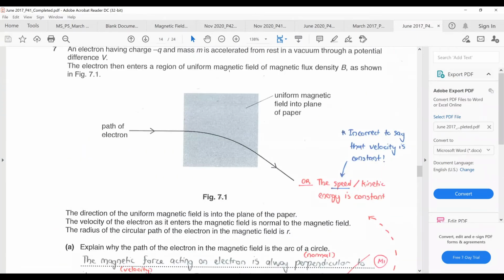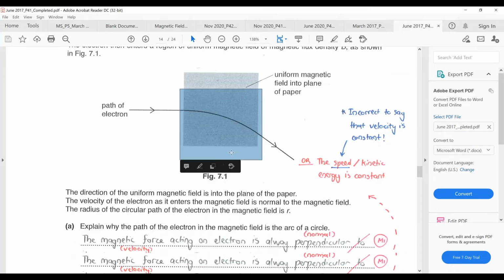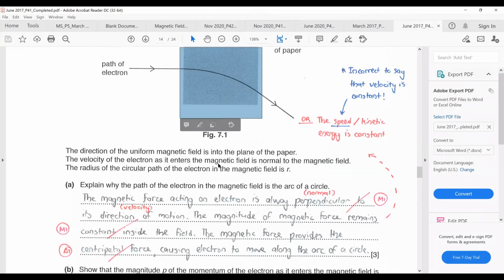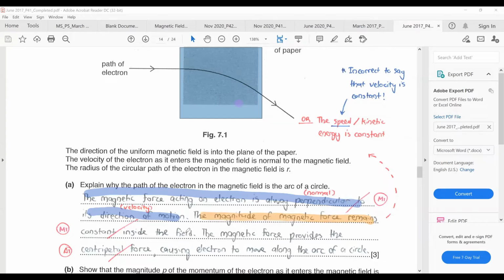You will notice that for magnetic field, there's always that question that asks you to explain why your charged particle moves in a circle inside a magnetic field. There's usually just 3 points. The first point is that the magnetic force is always acting perpendicular to the direction of velocity. The second point is that the magnetic force remains constant inside the field. And the third one is that the magnetic force provides the centripetal force, thereby causing your electron to move in the arc of a circle.